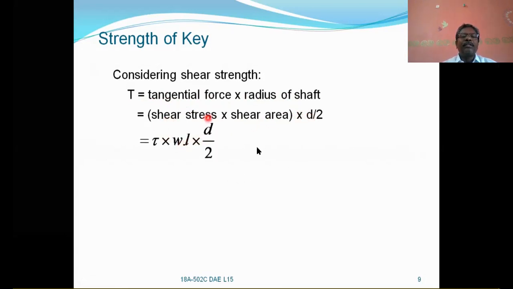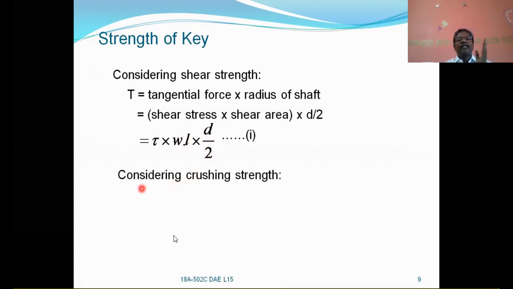Now shear stress is represented by tau, and the shearing area, as per the previous discussion, is the width of the key into the length of the key. This will be the shearing area, this is the shear stress, and this is the radius of the shaft, that is d by 2 or small r. This is the first equation: T is equal to tau into W L into d by 2.